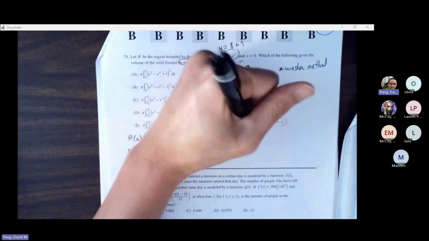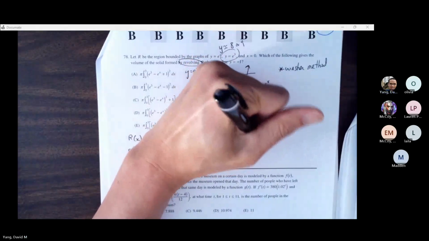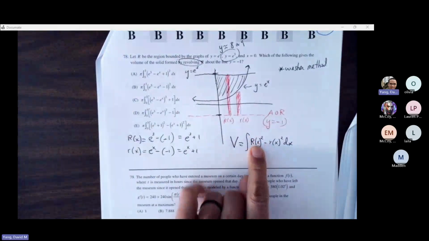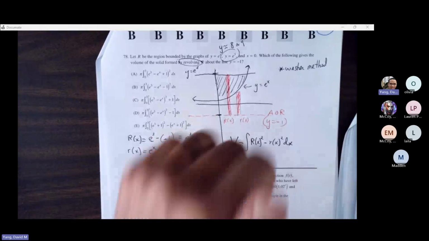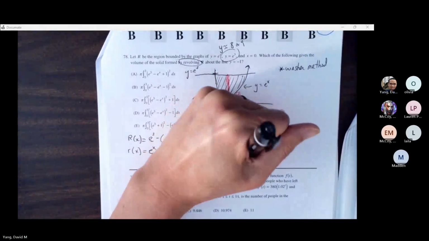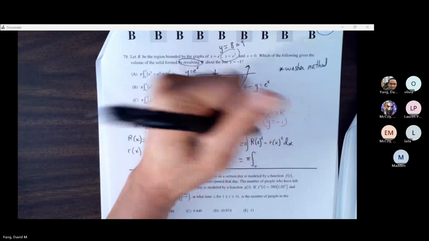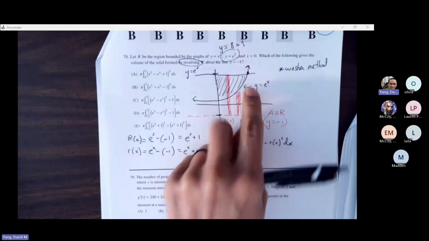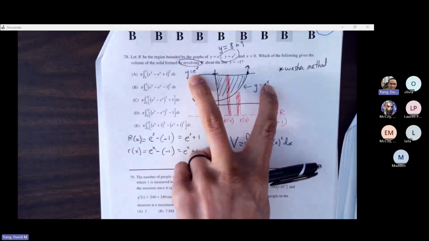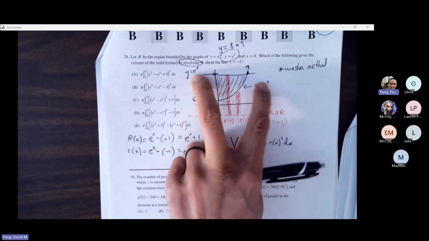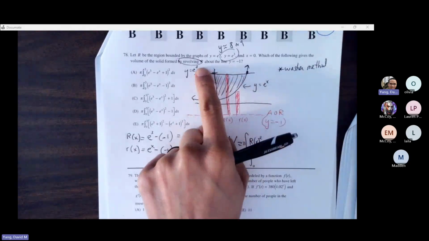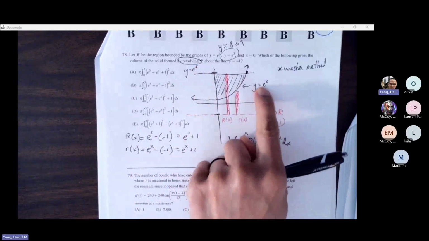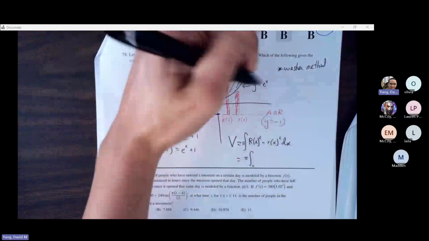Now we just put it into our volume formula for washer method. Big radius quantity squared minus little radius quantity squared. And we're extending from 0 to whatever this x value is. That's the intersection between e cubed and e to the x, and that's just going to be 3, right? If I were to plug 3 into the x, or e cubed in for y, I can match up the fact that that x value must be 3.